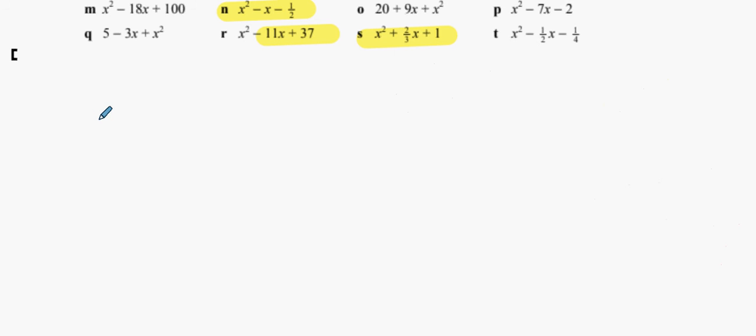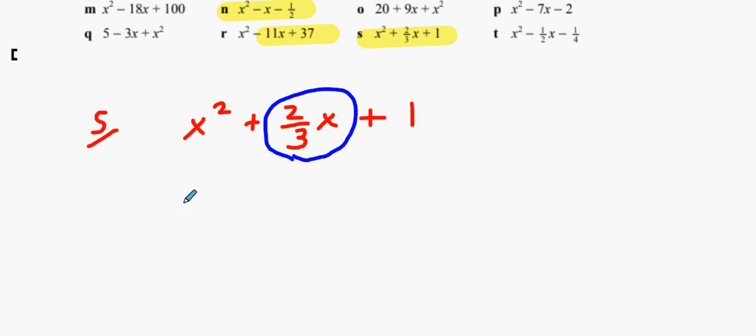So, S is x squared plus 2/3 x plus 1. You got that? So what you do here, James? And what you get? Just take out your calculator and divide it by 2. You get a third. Yeah. Multiply that out and what you get?